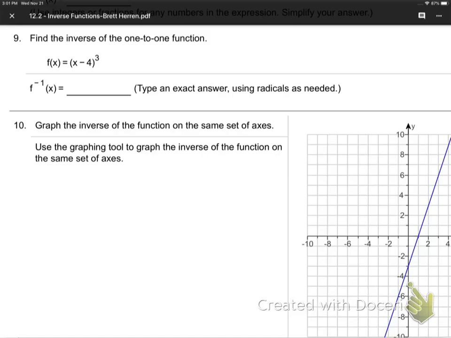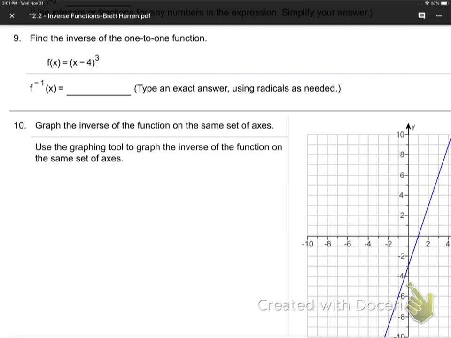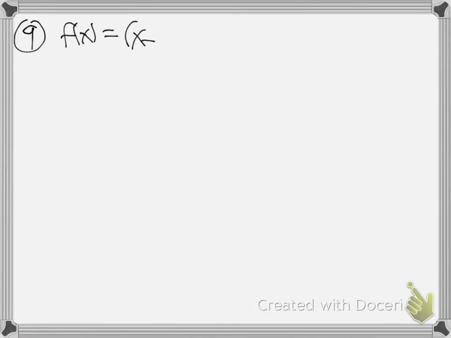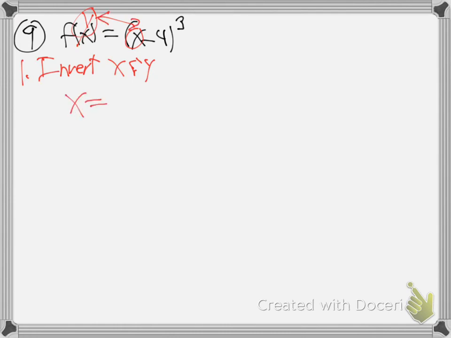Okay. Here, let's try that one. I'll move it to a fresh screen. f of x equals x minus 4 cubed. Okay, so want me to find the inverse. So this is y out here. So step 1, invert x and y. So this y and this x, we invert them, we trade positions. So x goes out here, y is in there. Good.